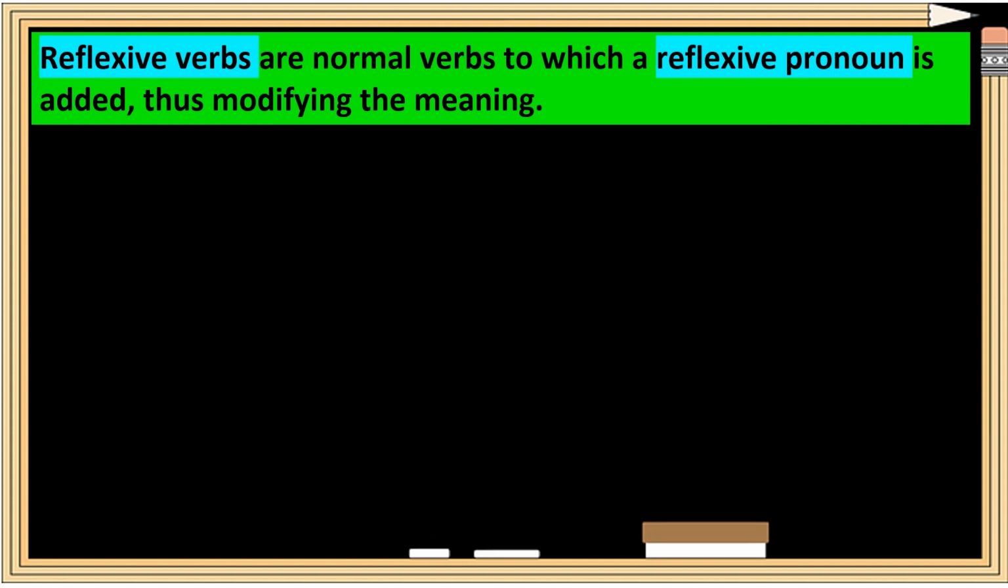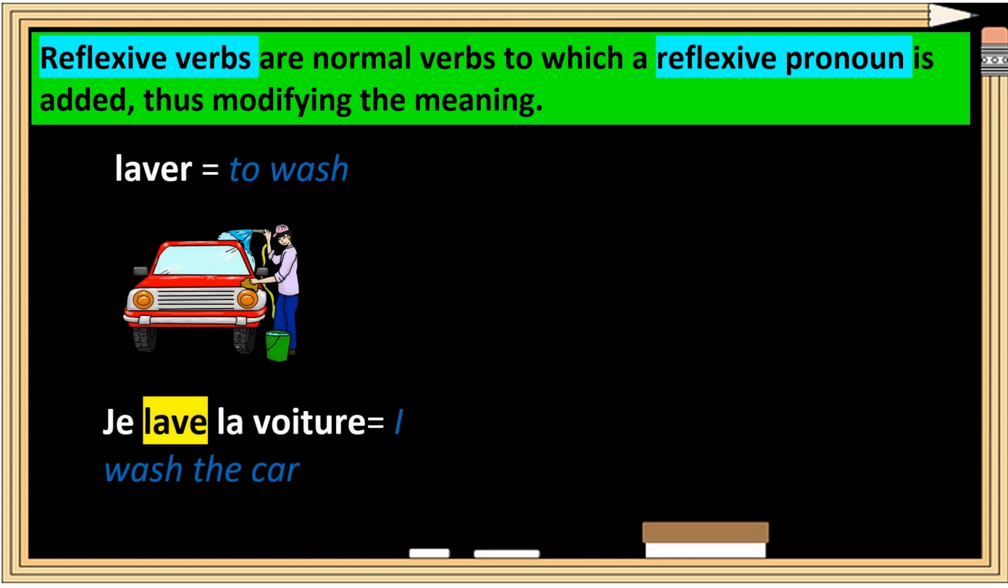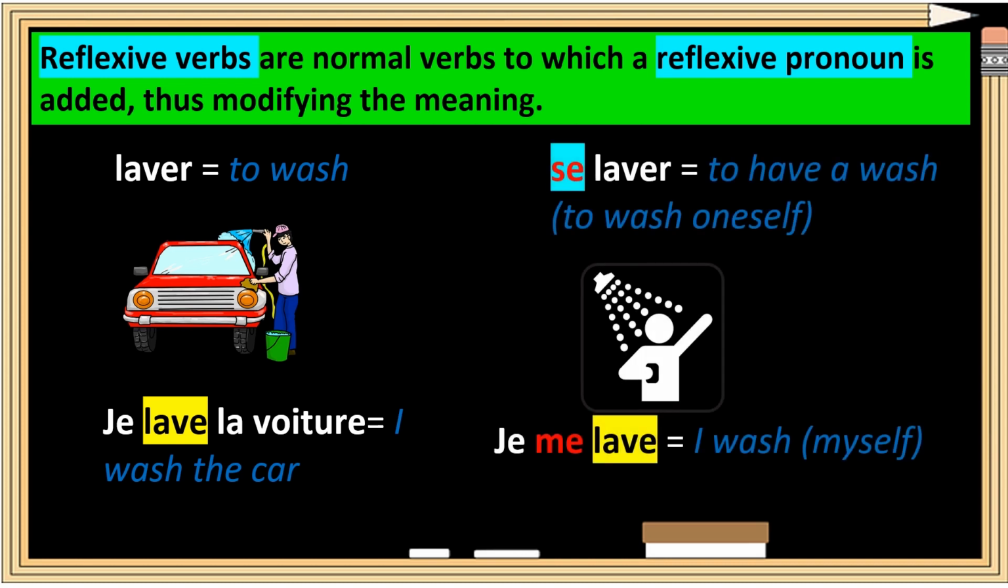Let's go back to the definition. Reflexive verbs are normal verbs to which a reflexive pronoun is added, thus modifying the meaning. So if I say laver, to wash, I can say je lave la voiture, I wash the car. Now if I add a reflexive pronoun to this verb, laver, we'll have se laver, this is the pronoun, and this time it will not mean to wash something, but to wash myself. Therefore we're going to have je me lave, I wash myself, I have a wash.